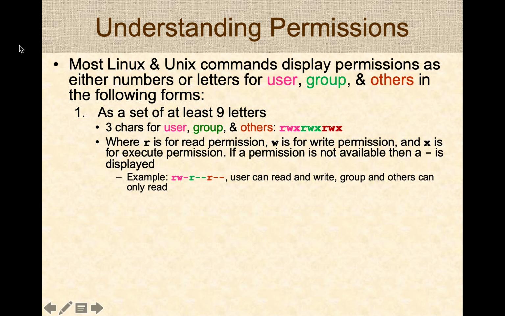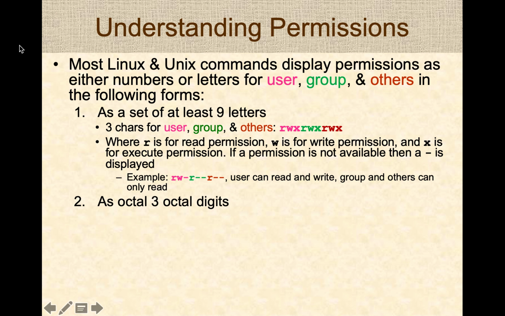So for example, if you look at the permissions RW dash, R dash dash, and R dash dash, that means here the user, the person who created the file, has read and write permissions. The group of users that it belongs to can only read the file, and others can only read the file. So that means group users and other users cannot write or execute these files.